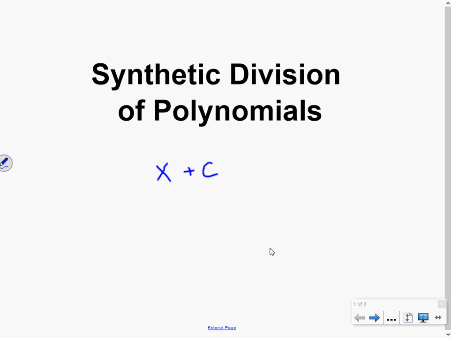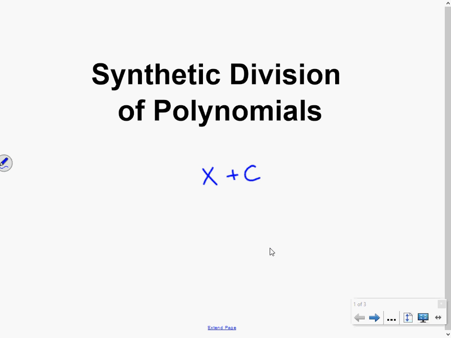But the important part here is our divisor has to have a variable with an exponent of 1 and a leading coefficient of 1. For example, I couldn't use synthetic division if I had a divisor that was 2x plus 3, because I have that 2 in front of x. I couldn't use it if it was 3x minus 1. Anytime you have a coefficient in front of your x term, we're not going to be able to use synthetic division. It has to be in the form x plus c, where c is just some number.